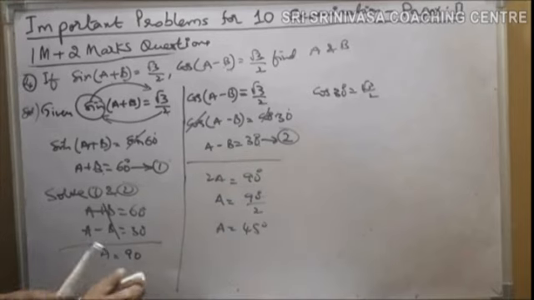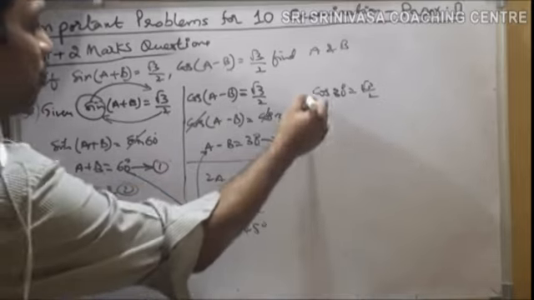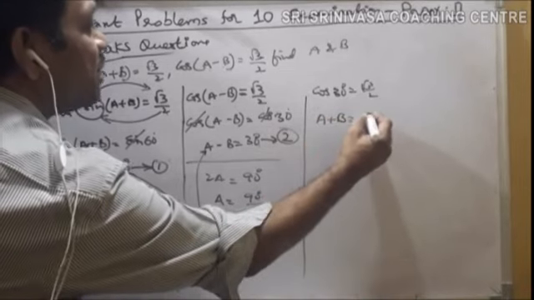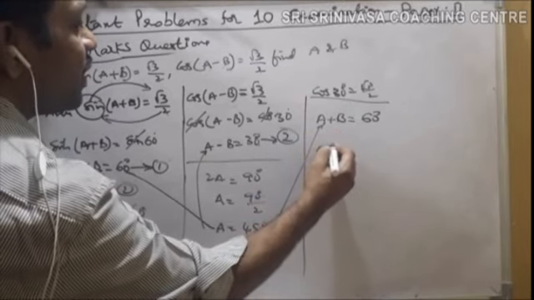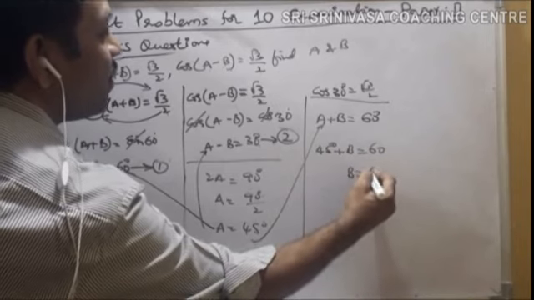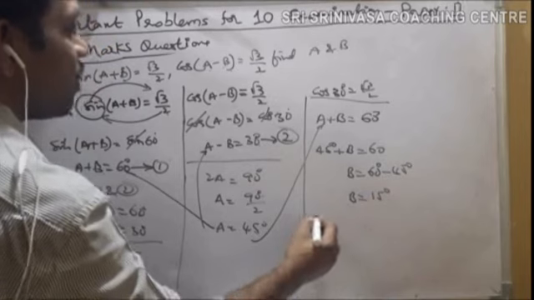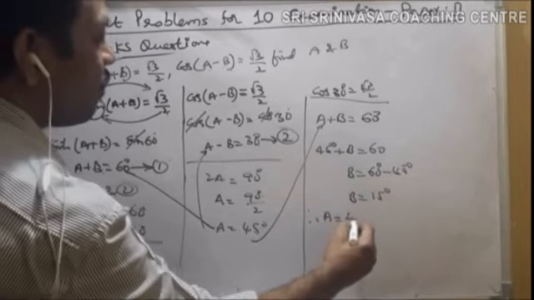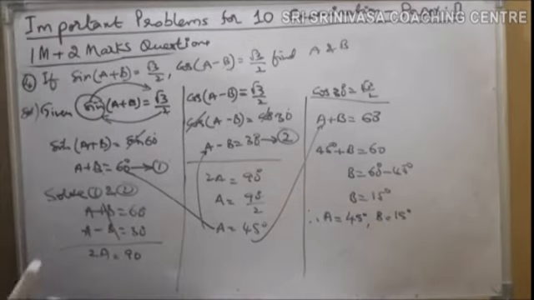So once you get a value, you put a in either the first equation or equation 2 to get the b value. So here I'll take equation 1. Here my equation 1 is a plus b equal to 60 degrees. The value of a is 45, so let me put 45 here. 45 plus b equal to 60. Therefore b equal to 60 degrees minus 45 degrees, so b equal to 15 degrees. So my values are a equal to 45 degrees, b equal to 15 degrees.